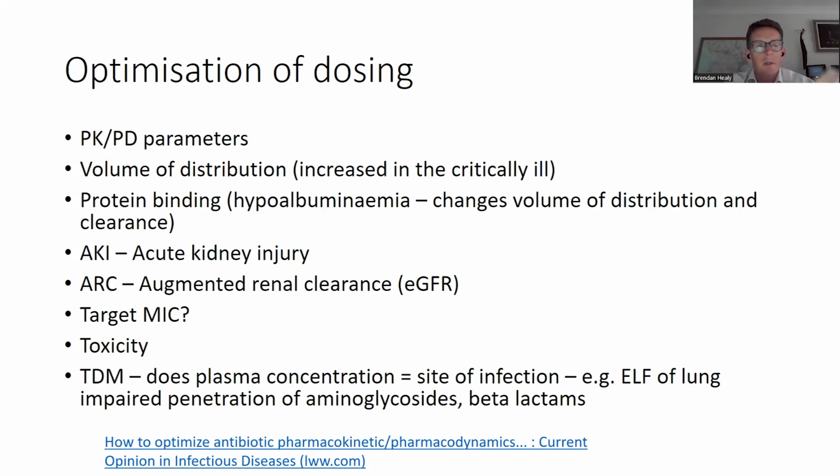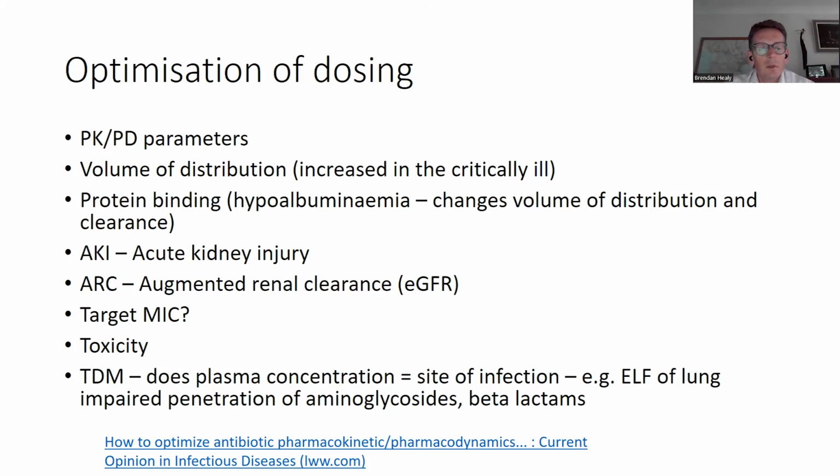So we've talked a little bit already about the pharmacokinetic and the pharmacodynamic parameters. So we know that for beta-lactams, it's time over MIC. We know for aminoglycosides, it's Cmax, and for quinolones, it's area under the curve. Now, in the critically ill patients, there's all sorts of reasons why the dosing that we might normally use could be inappropriate. So the first thing is the volume of distribution, and that can be increased in the critically ill. So that means you might need a higher dose or a higher loading dose in order to fill the volume, if you like, of that individual.